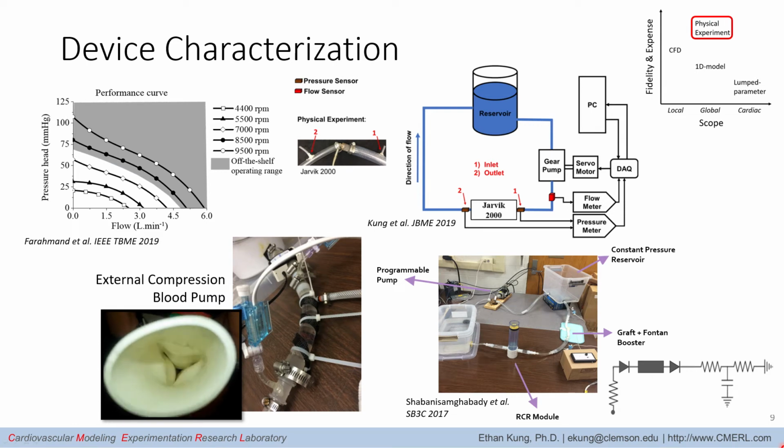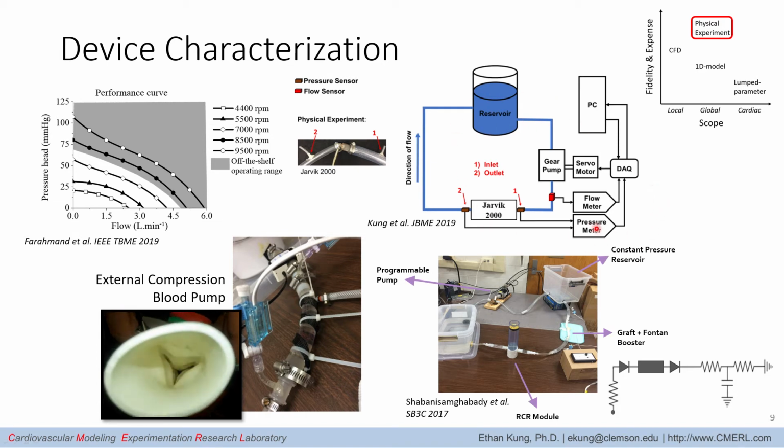I'll briefly mention two examples where we used physical experiments. Here's a Jarvik 2000 blood pump that we hacked. We modified its controller with the permission of the engineering team at Jarvik, who loaned us the device. We wanted to characterize its new behavior in the hacked version. This is pretty standard: we put it in the flow loop and characterize pressure and flow at different RPMs.